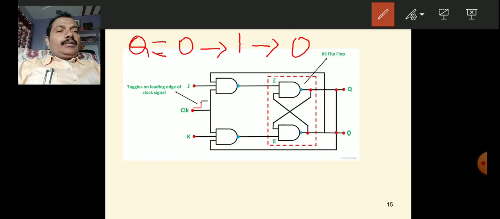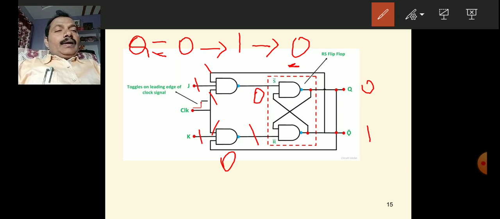Because now, the present value of Q is 0, and Q bar is 1. So once again I applied J 1, K 1 and clock is 1. So these previous values are fed back now, 0 here, this 1 here. Now top NAND gate 1 1 1, output is 0. Bottom NAND gate 1 1 0, one of the inputs is 0, so you can easily tell it is 1.